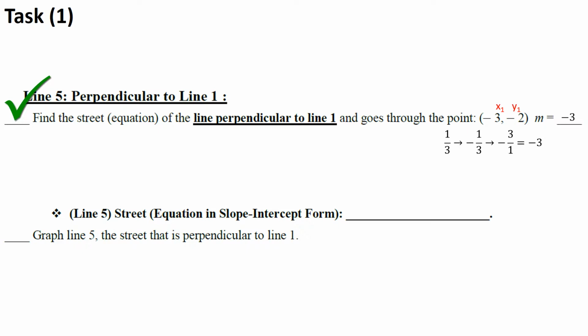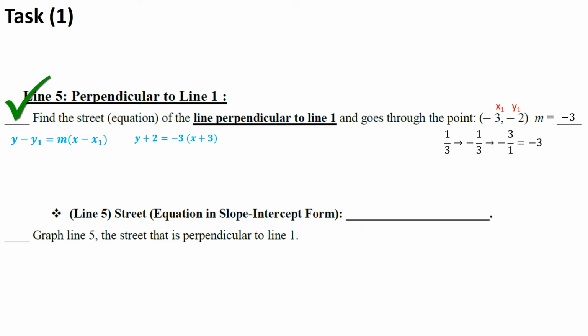Now that we have our perpendicular slope, we can plug this point and this perpendicular slope into our point slope form, like so. We have y plus 2 because y1 is a negative, and anytime we subtract a negative, it becomes a positive. That's why we have y plus 2 equals -3 times x plus 3, because we have an x1 that is negative. Once again, anytime we subtract a negative, it becomes a positive.